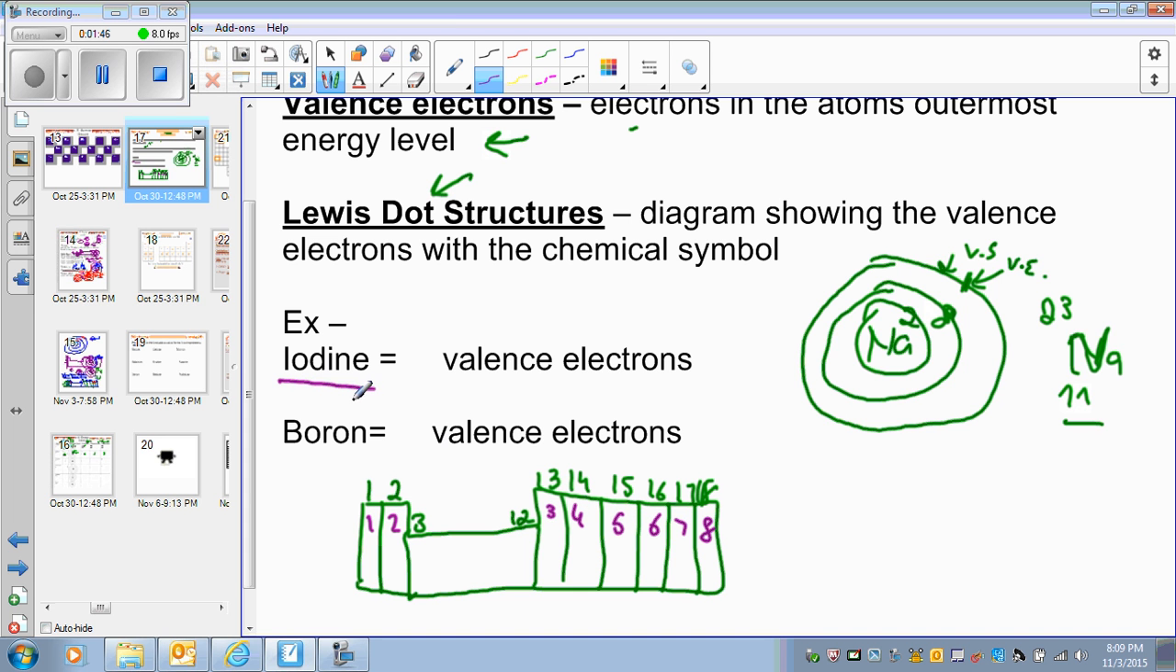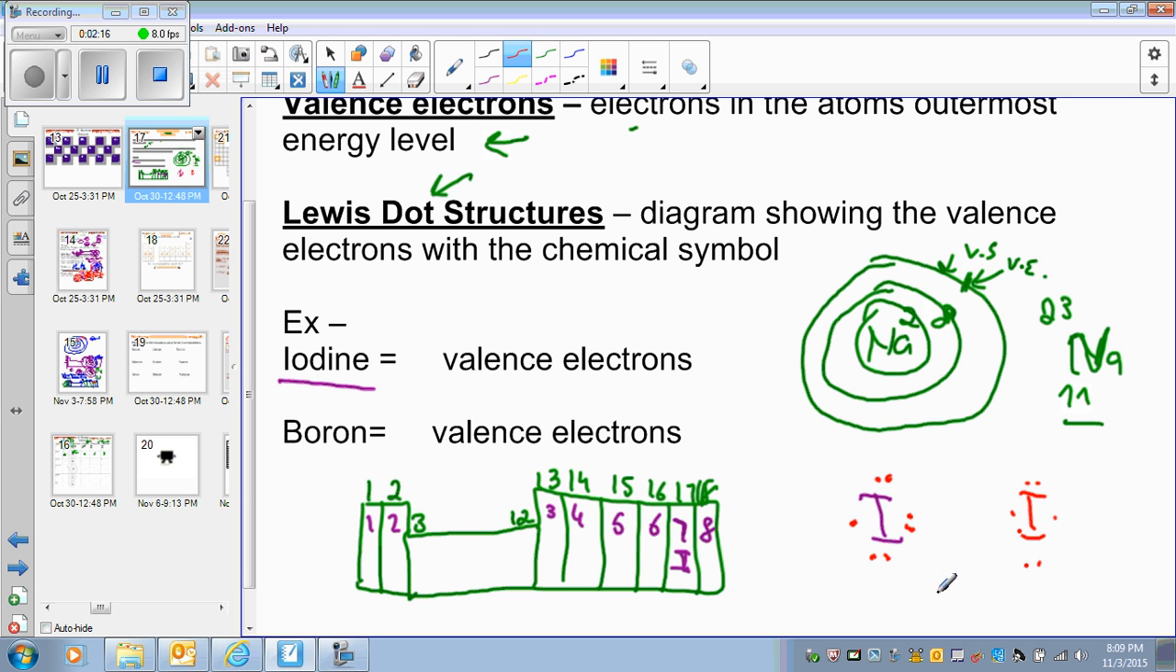So let's look at iodine. Iodine is sitting right here. That means iodine has 7 valence electrons. So Lewis said, let's take the symbol of iodine and we will have 7 dots around it. And this is how you're going to do it. 1, 2, 3. It has to be in 4 corners. 1, 2, 3, 4. And then you start pairing it up. 5, 6 and 7.